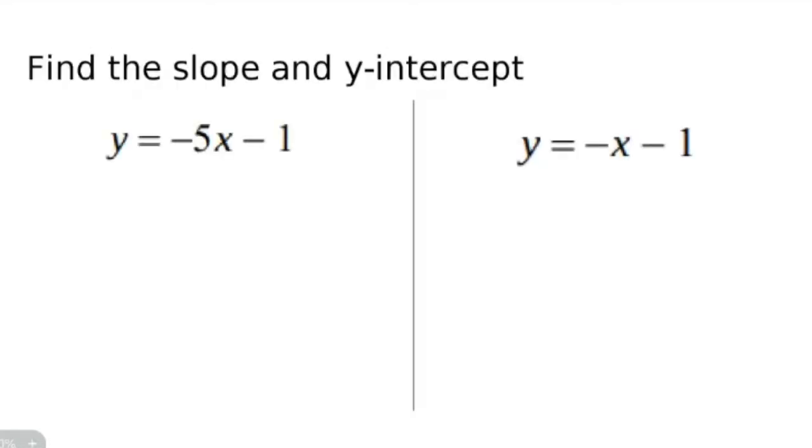All right, so this is actually pretty easy. Find the slope and the y-intercept. When y is all by itself, the number in front of x is the slope, and the number floating around is the y-intercept. So in this problem, y is all by itself. So the number in front of x is -5, which means it's the slope. And the number floating around is the y-intercept, -1.